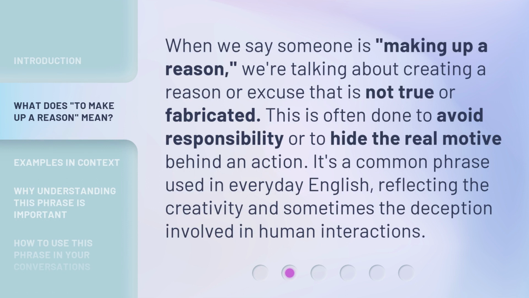When we say someone is making up a reason, we're talking about creating a reason or excuse that is not true or fabricated. This is often done to avoid responsibility or to hide the real motive behind an action. It's a common phrase used in everyday English, reflecting the creativity and sometimes the deception involved in human interactions.